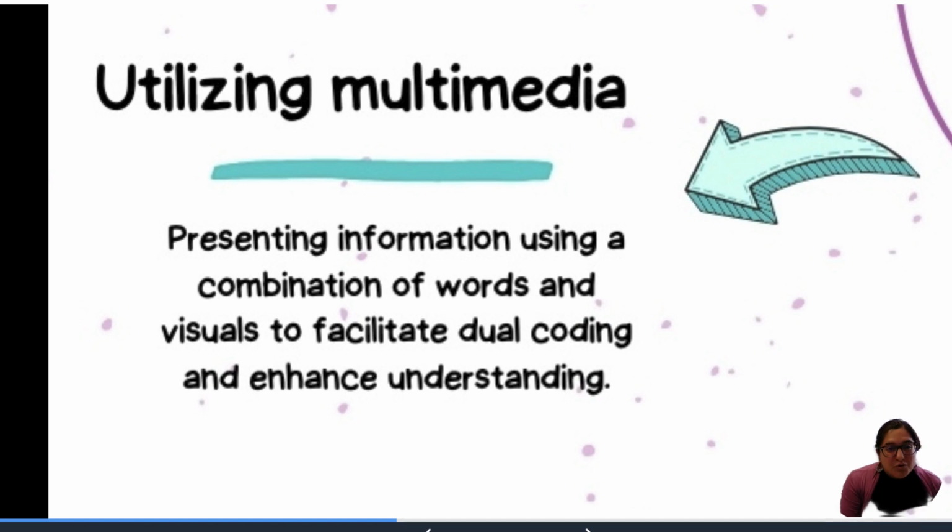Utilizing multimedia. So if we present information using both words and visuals, we can facilitate dual coding, right? And by words, usually we're talking about the auditory portion, and the visual is connecting those dual coding, which is important to enhance understanding. So this can serve both purposes, right? It can serve to reduce extraneous cognitive load, and it can also help to promote germane load.